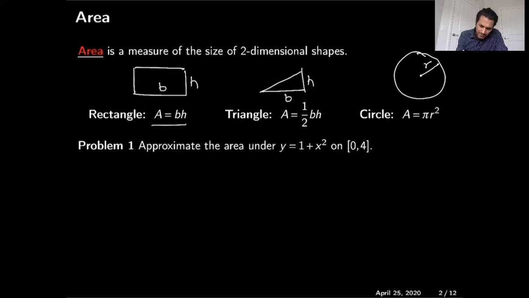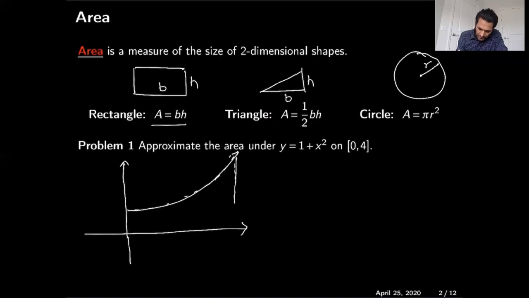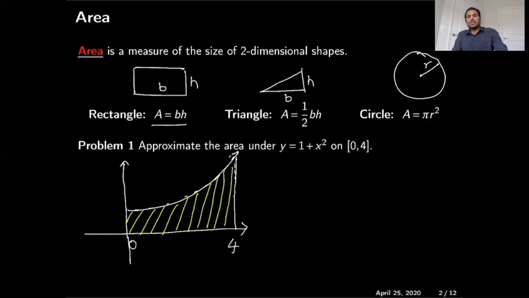For example, if we have this shape, which is given by this curve, and we are asked to calculate the area of this shape starting from 0 to 4, how do we calculate the area of such a shape?